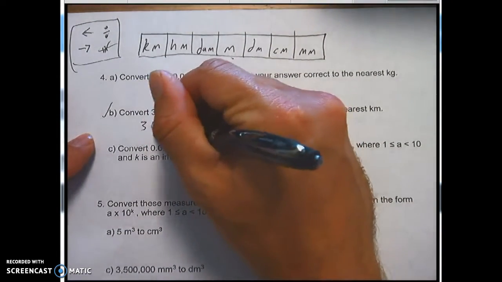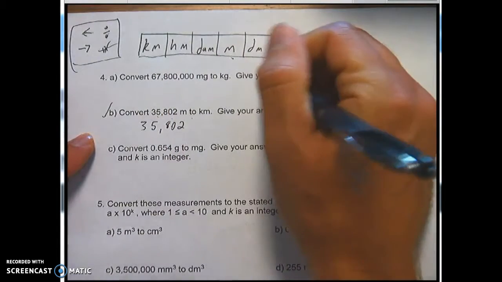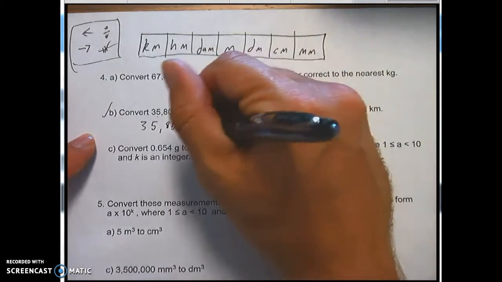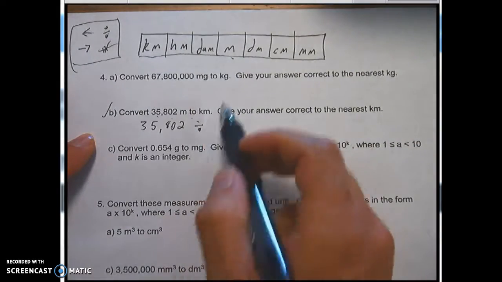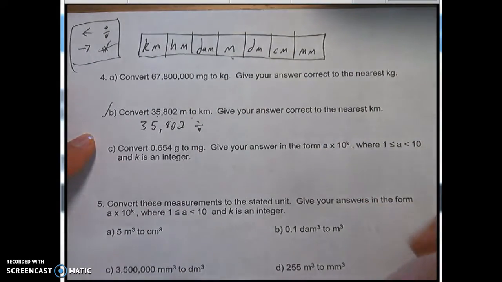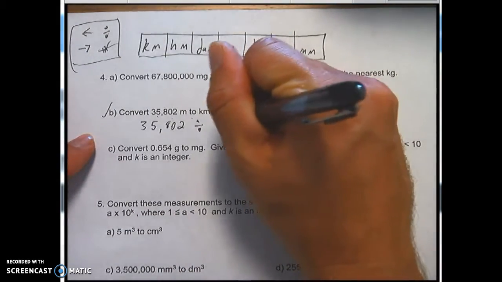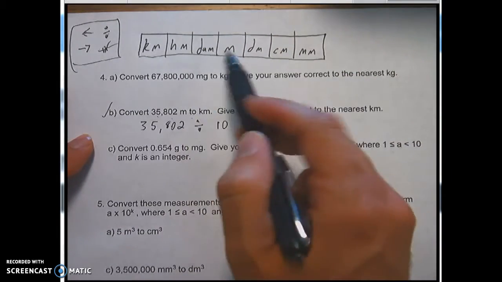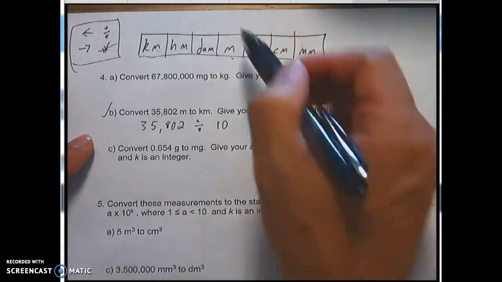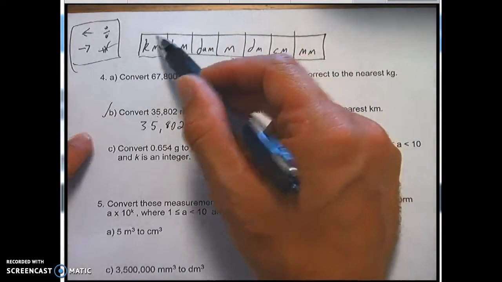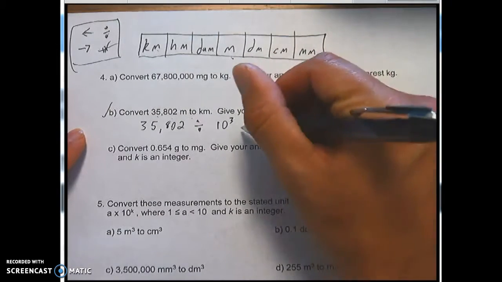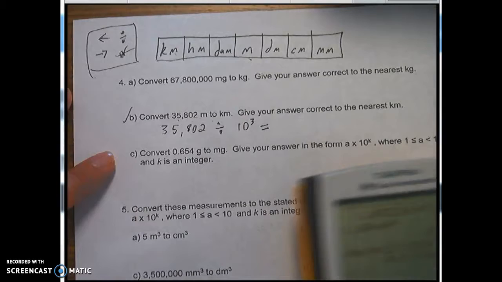So I'm going to take that 35,802 and I am going to divide it by, so this is just standard units, it's not units squared or anything, so I'm going to use a 10. Since I'm going from meters to kilometers, I'm going over 1, 2, 3. So this is 10 to the third. So this is exactly what I need to type in my calculator.